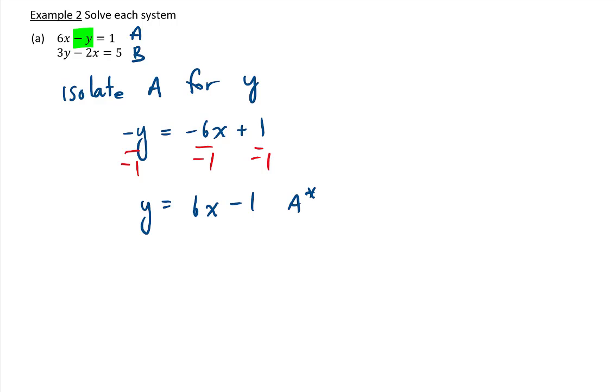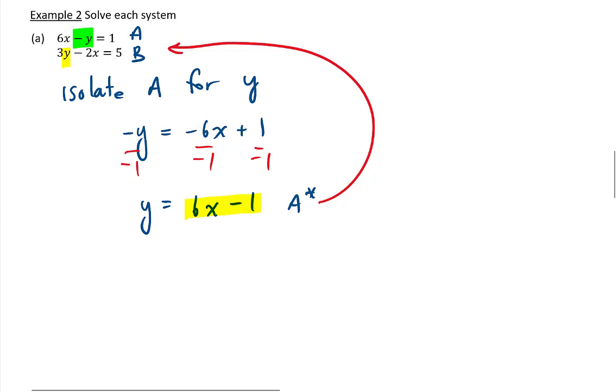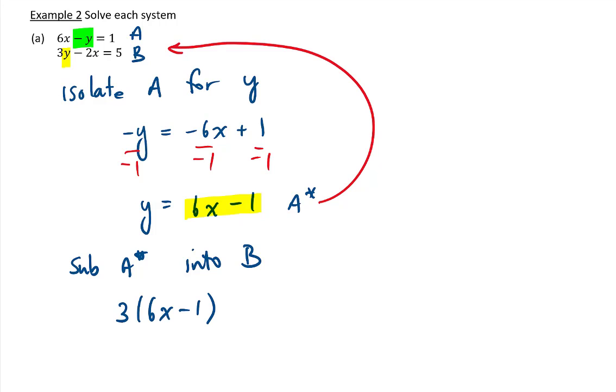We modified A. Now I'm going to take this A star and sub it into B. Wherever I see the y value here, I'm going to replace it with 6x minus 1. That is the substitution step. So let's write that out. I'm going to sub A star into B. That gives me 3 times (6x minus 1) minus 2x equals 5.